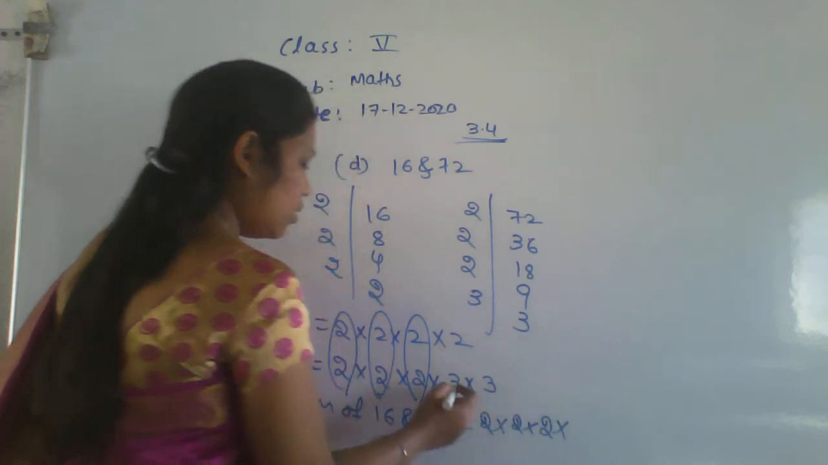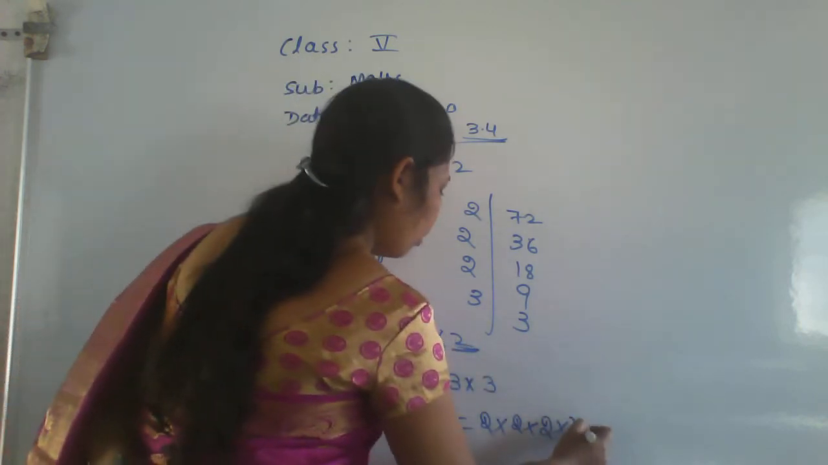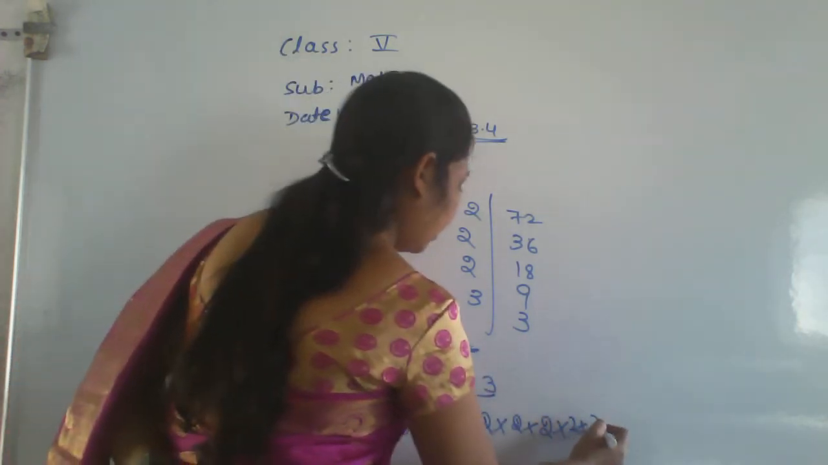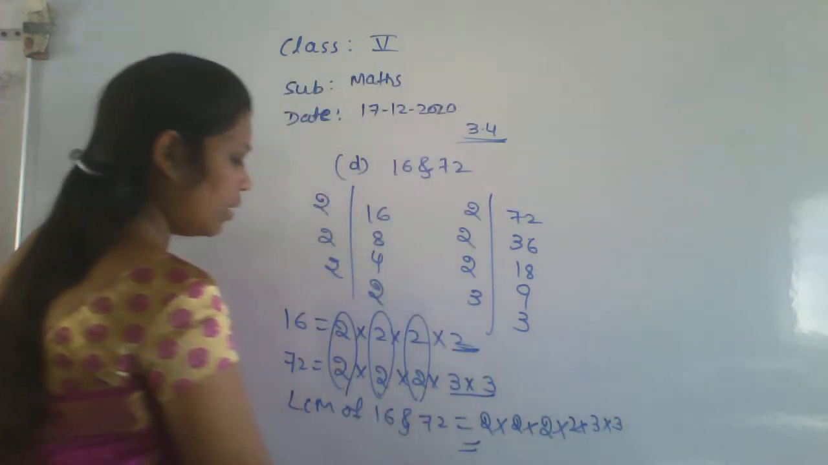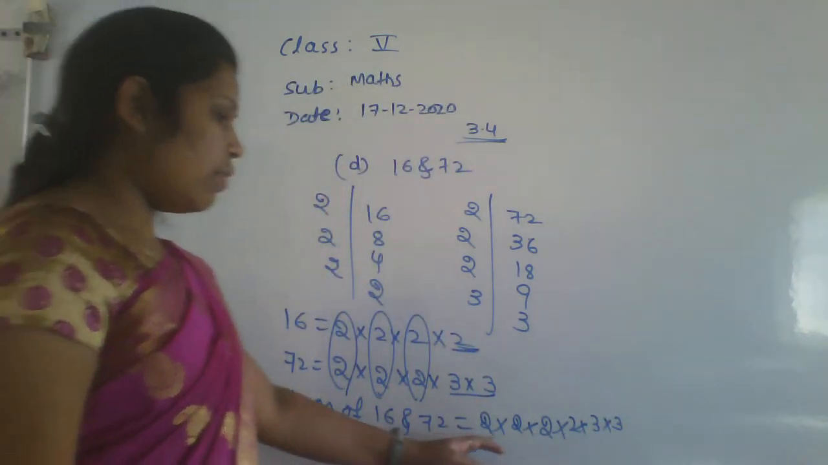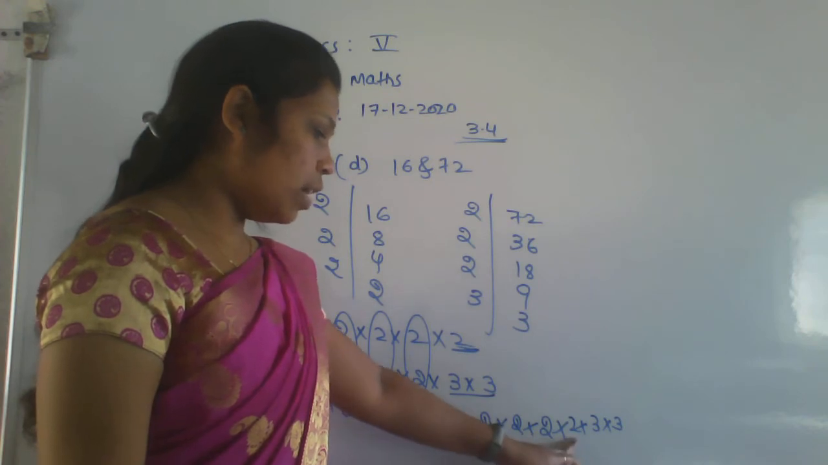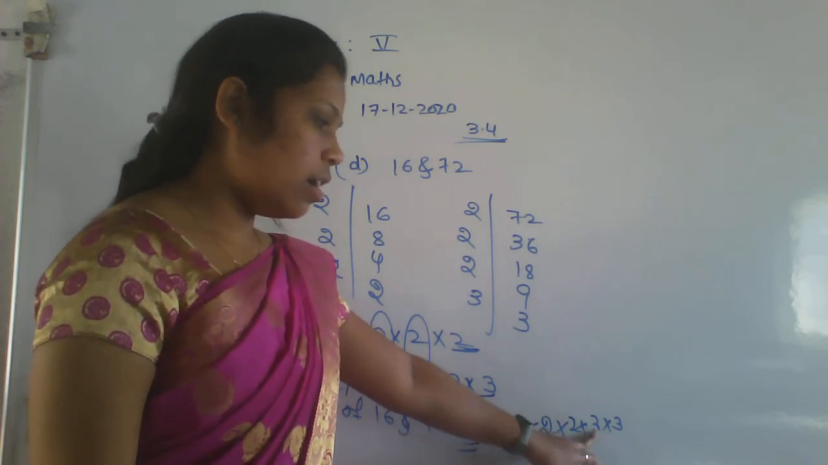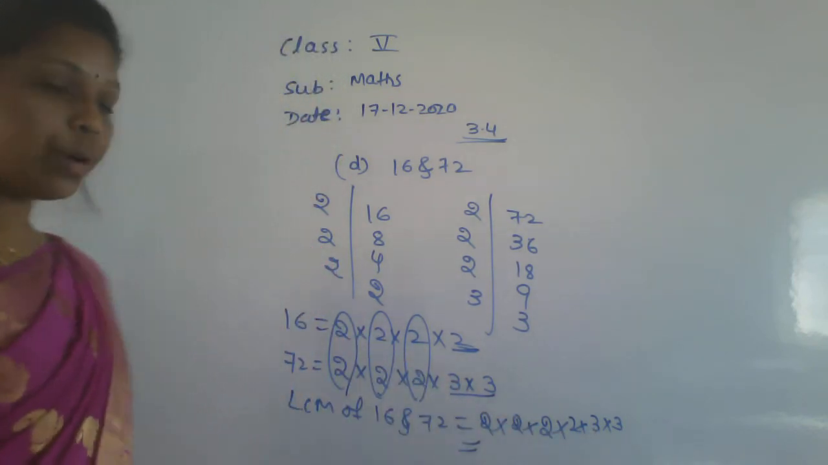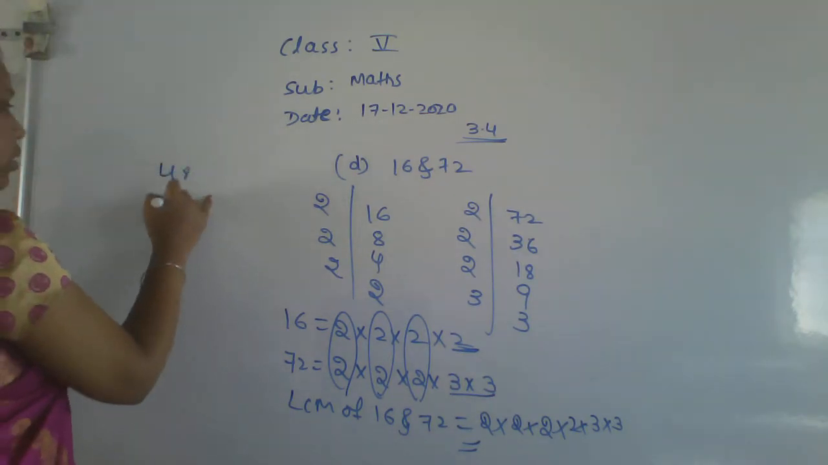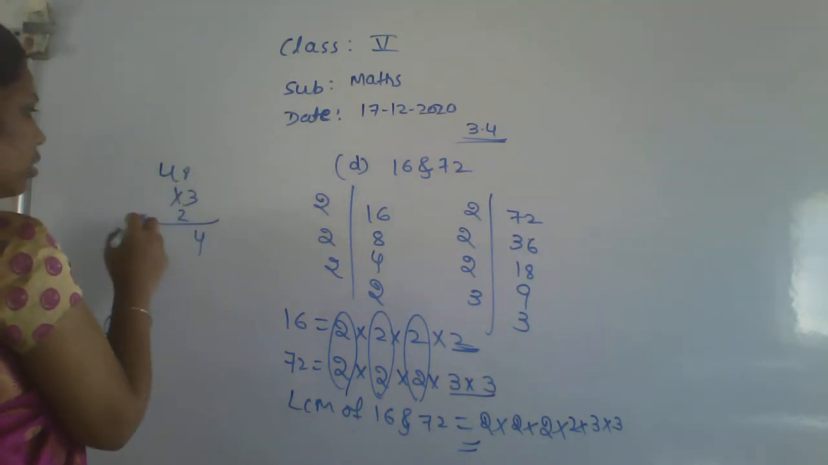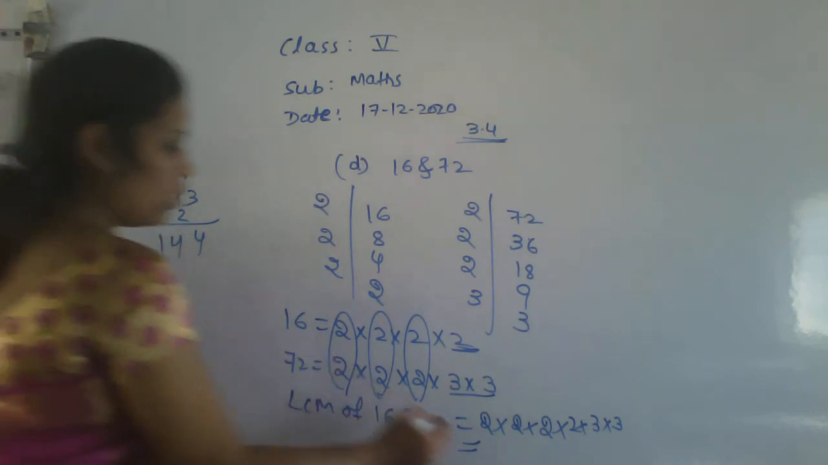Okay. Next, what is left? 2. Next here 3 into 3. Now multiply and write. That is 2 2s are 4, 4 2s are 8, 8 2s are 16, 16 3s are 48, 48 3s are how much? 48 3s are 144. That is 144.